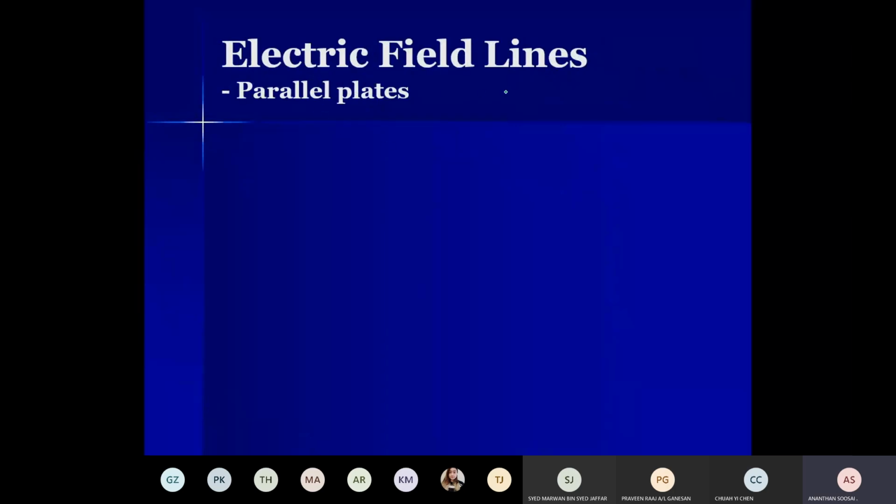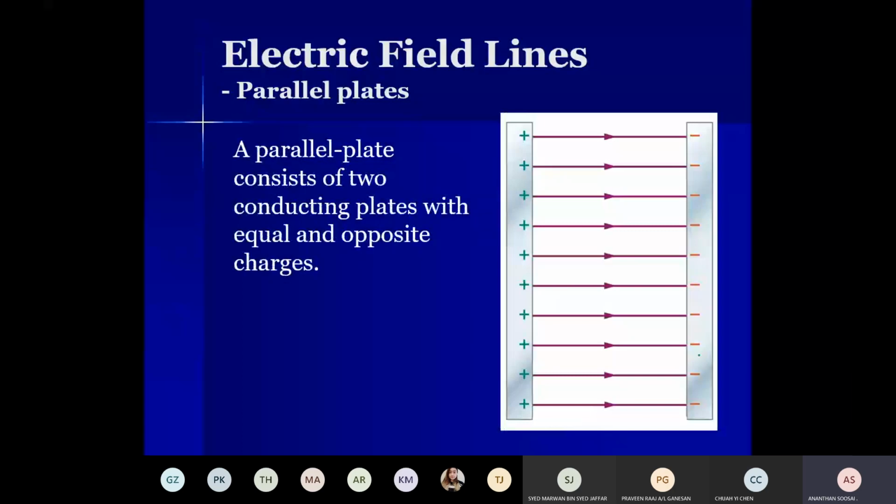What is a uniform field? What produces a uniform field? A parallel plate. A parallel plate produces a uniform field. So we have a positive plate and a negative plate at the side. If you apply a voltage across this by using a battery, let's say 10 volts or 20 volts, this is going to be positive 10 volts, and this will be 0 volts. So it creates an electric field. The electric field created in a parallel plate is a uniform field.